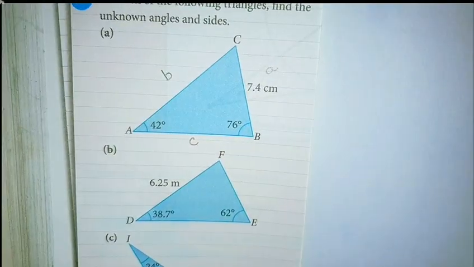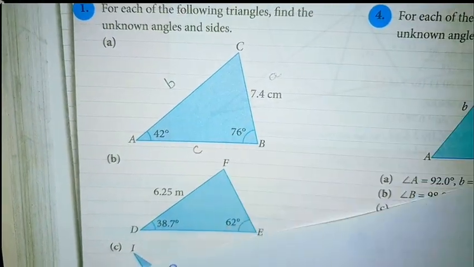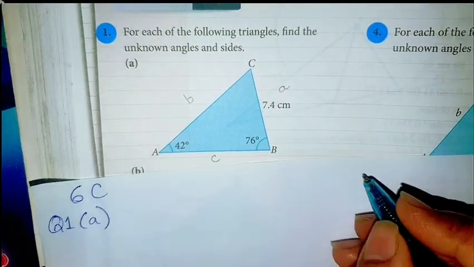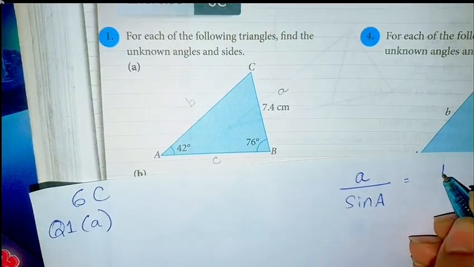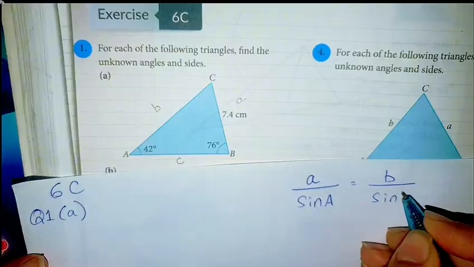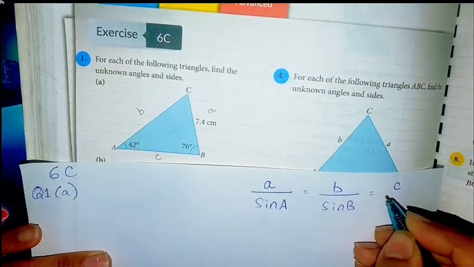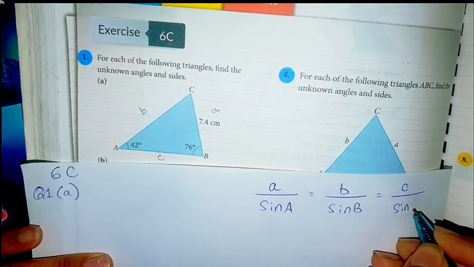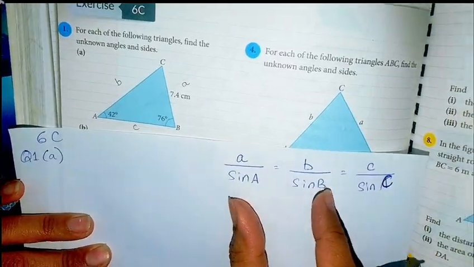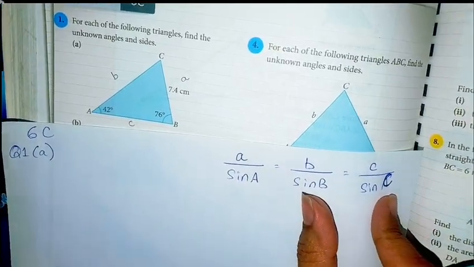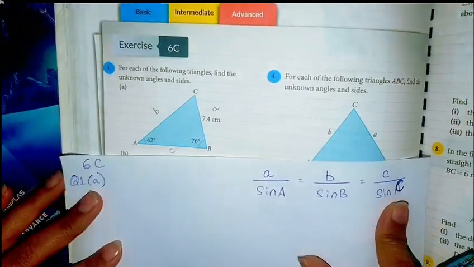Okay, now here we have to use a new formula. First of all, remember this formula: a upon sine A is equal to b upon sine B is equal to c upon sine C. We'll use this formula. We can use these two or these two to find the value of the unknown. So see how we can solve it.